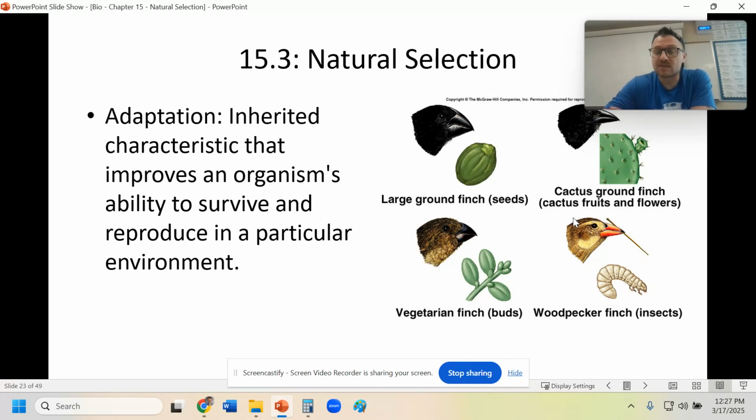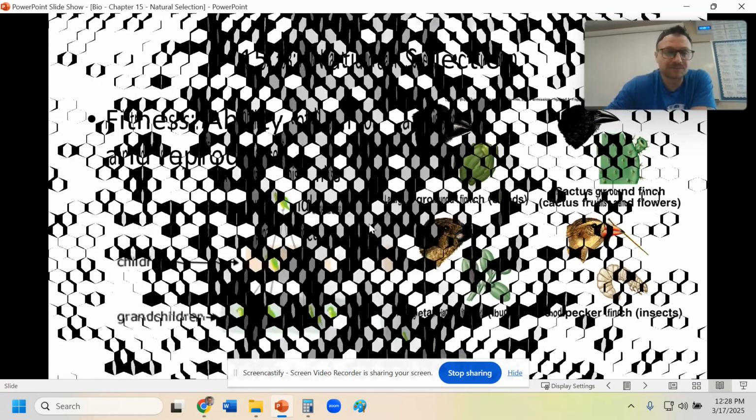Each island would select for a particular species or particular adaptations based on that island's resources. So again, how successful these adaptations are going to be is based on the island they're going to be found on.